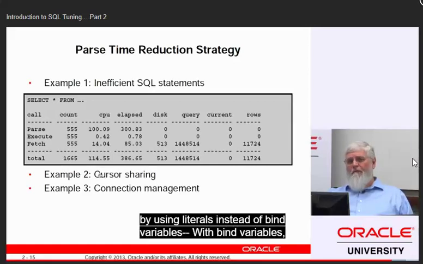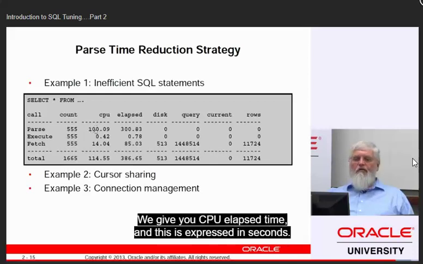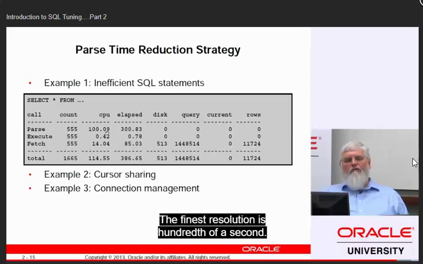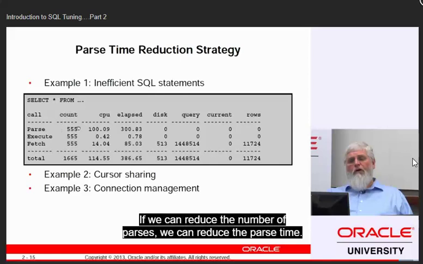And we can tell how expensive each operation is. We give you CPU and elapsed time, and this is expressed in seconds. The finest resolution is 100th of a second. So we're taking 100 seconds to do 555 parses. If we can reduce the number of parses, we can reduce the parse time. The execution is quite fast. It's less than half a second, technically 42/100ths of a second. And the fetches aren't too bad because we have to return the data.